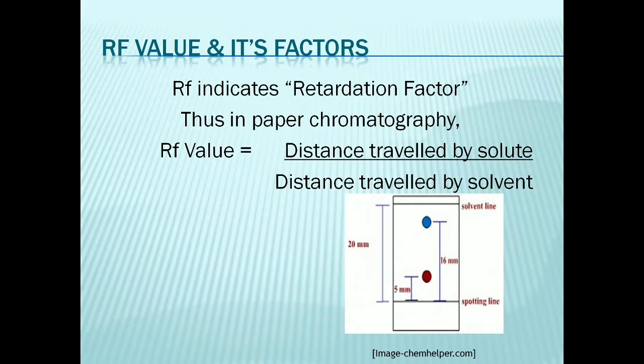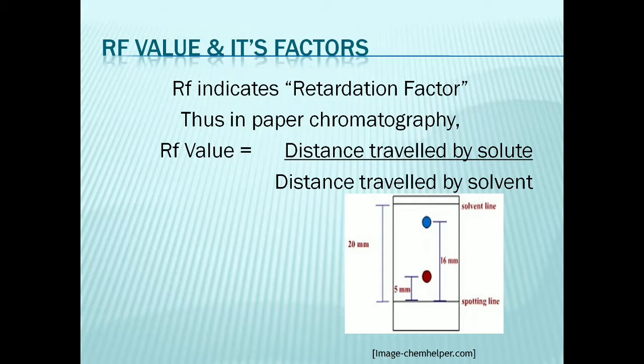Rf value and its factors. In paper chromatography, the spots of separated components are identified from their Rf values. Rf is a symbol indicating the retardation factor. Rf is defined as the ratio of the distance traveled by the solute from the baseline to the distance traveled by the solvent from the baseline. Thus, the concept of Rf can be easily understood from the following figure.